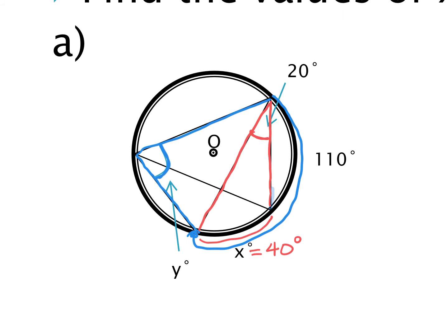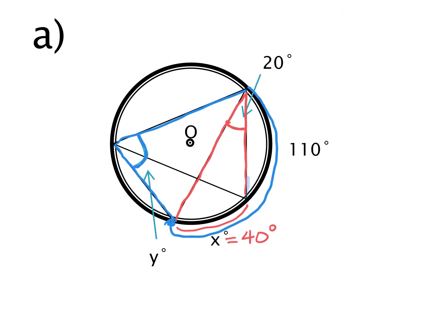Now, lucky for me, I found that little missing piece first. I found x first. So now, to find the measure of y's intercepted arc, I can use my arc addition, and I can add this 110 arc plus the 40 that I just found, and that's going to give me, when I add it, 150 degrees. So the intercepted arc of angle y is 150.